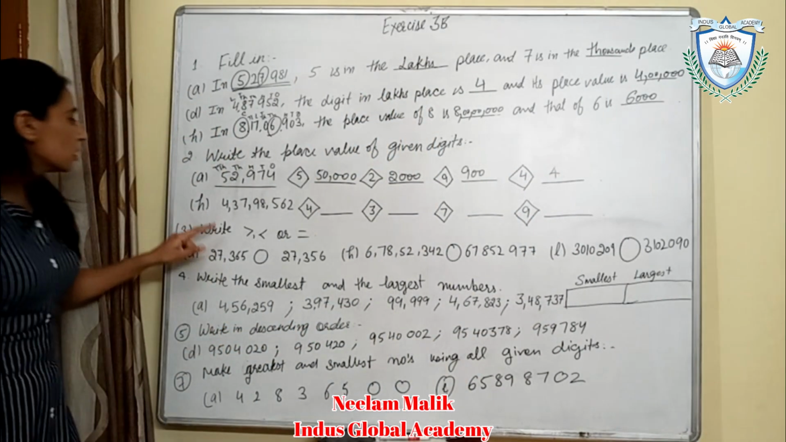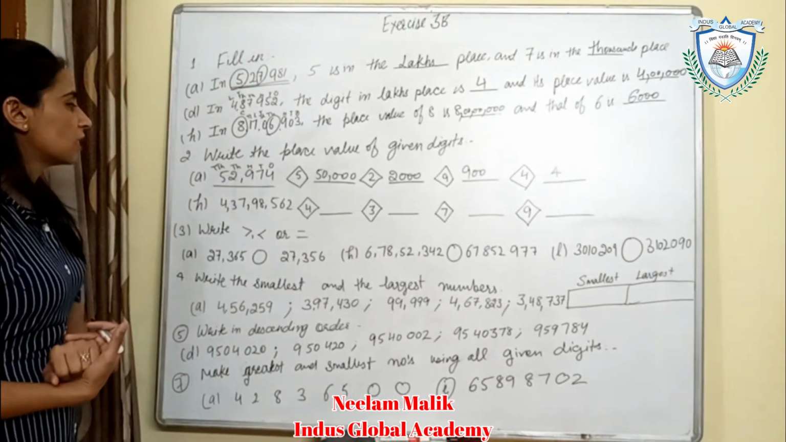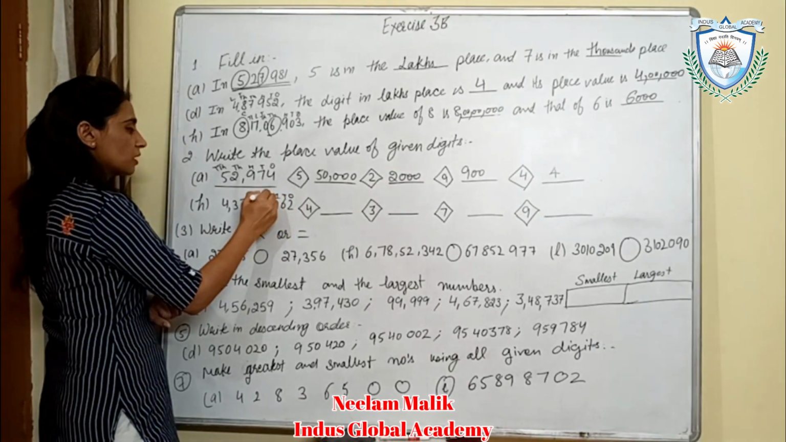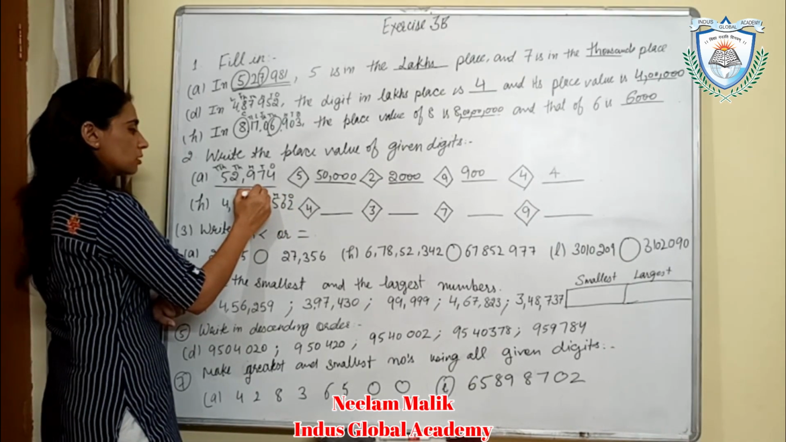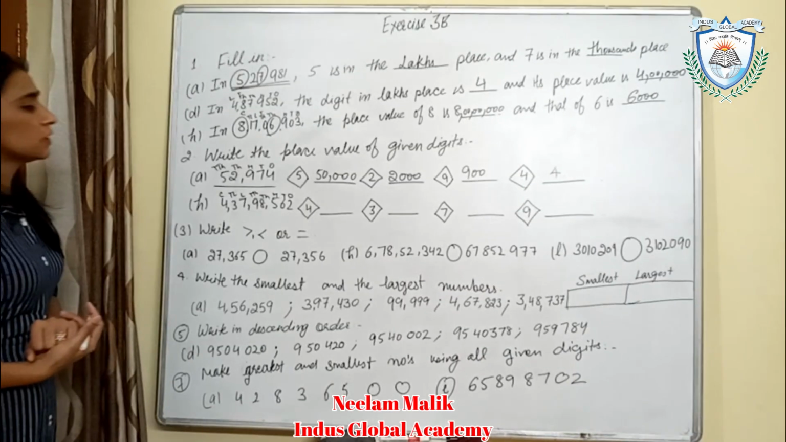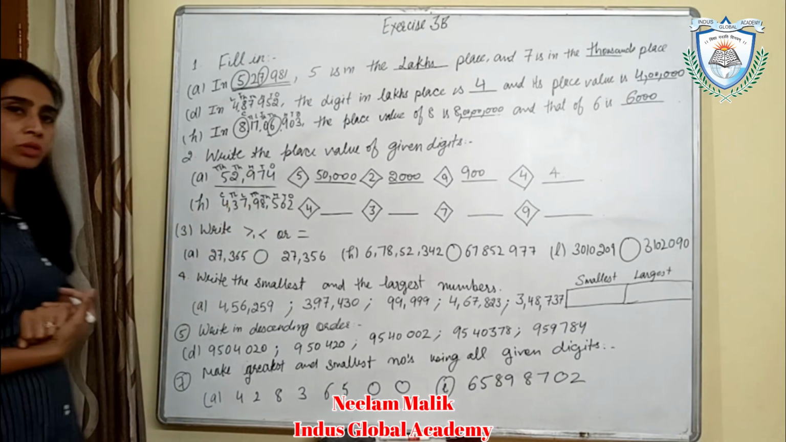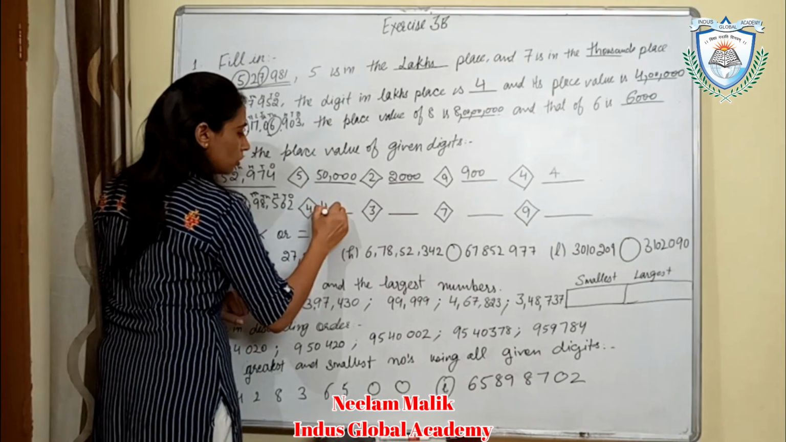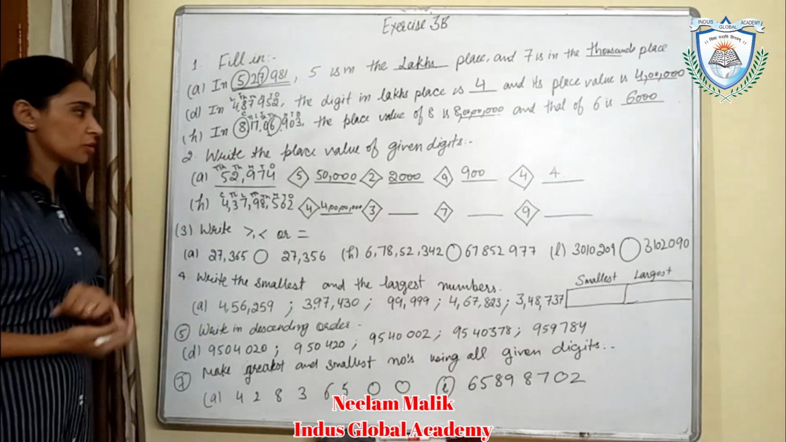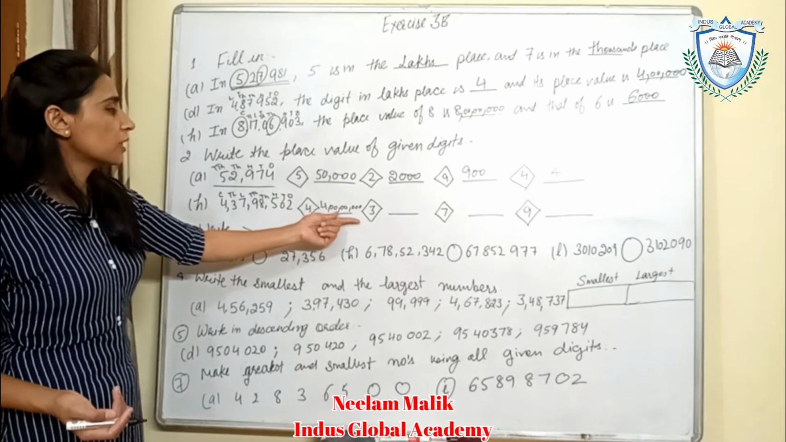Okay. Now, in this, a number is given and some digits are given in the boxes, in the diamonds. So we have to find out their place value. Ones, tens, 100, 1000, 10,000, lakh, 10 lakh, crore. First we have to tell the place value of 4. 4 is at the crore place. So 4 crore. You will write here 4 into crore, or the answer will be 4 crore. Okay, so I have written.